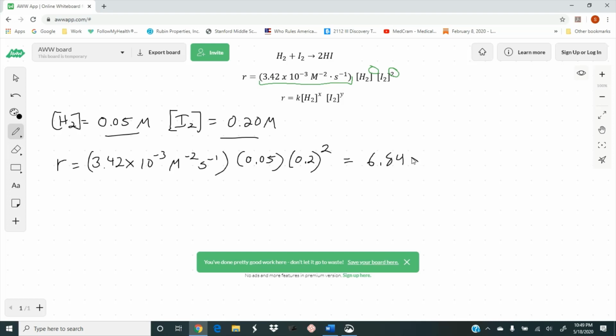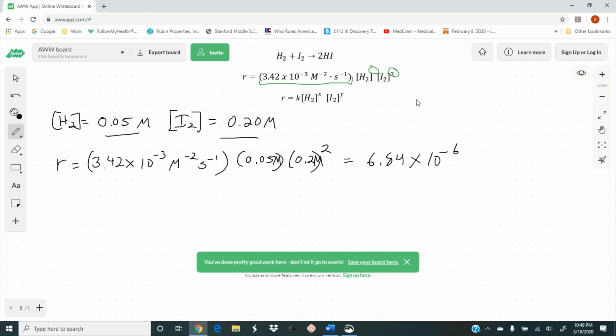6.84 times 10 to the negative 6. And oops, I forgot to put the units in here. Molarity and molarity, sorry. What I'm going to end up with is molar here times molar squared here. So I got molar cubed times molar to the negative 2. So there's a positive 3 and a minus 2. And remember that molar to the negative 2 means 1 over molar to the second.